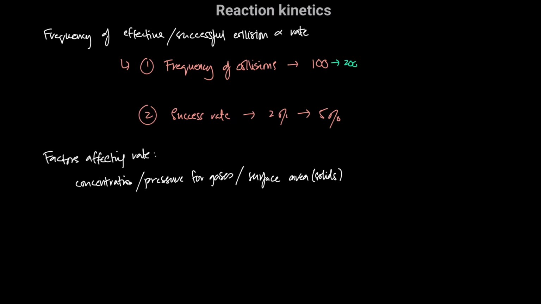So the first factor that we looked at was temperature. Okay, and temperature only affected the frequency of collisions as well as the success rate. When we talk about concentration, pressure for gases, and surface area, these are three different factors. Okay, so there's factor two. So now we're looking at a total of 4 factors. We looked at temperature, and now we're looking at these 3 factors.